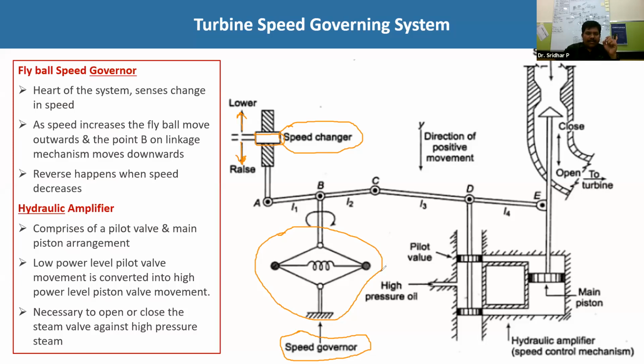Yesterday in one video, whenever the speed increases, what happens to this portion and this one? These two are called the fly balls.